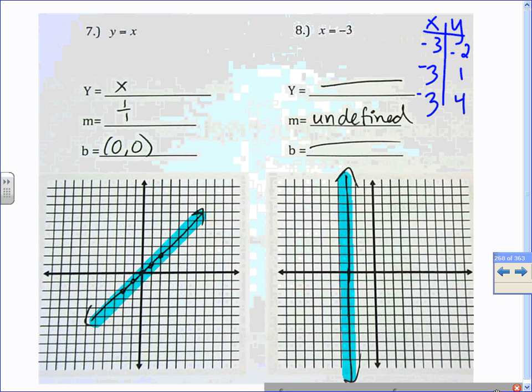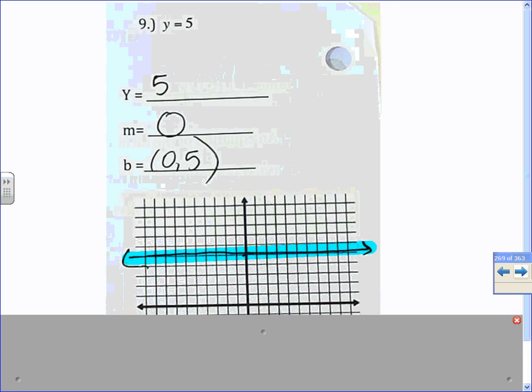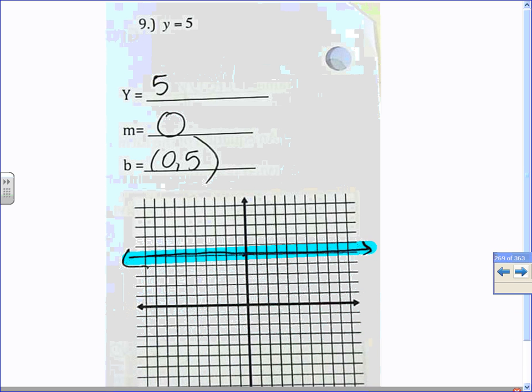Okay? All right, number 9, Adam. Left off with you. Is there a y in number 9? Good, so y equals 5. Adam, what's the b? Where is it going to go through the y-axis? 5. Okay? So 5, 0, 0, 5. Just be careful on that. Y equals a number is always a horizontal line. Okay? Slope is always 0. It's always going this way.